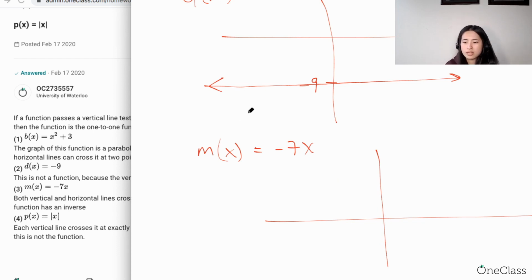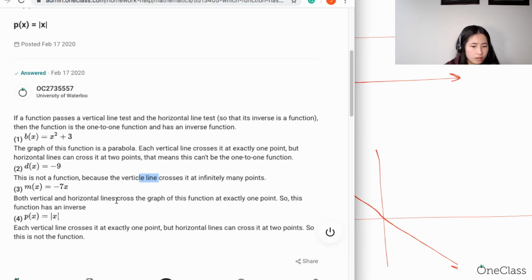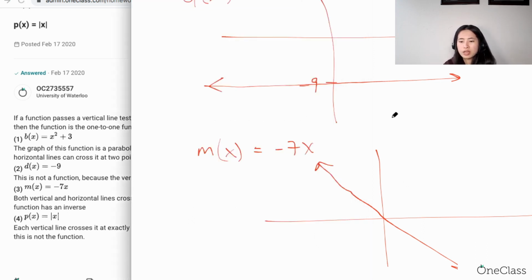Yeah, it's supposed to pass the origin, right? Okay, there we go. So this is negative 7x, and they're saying that it is a function and also it has an inverse. Okay, great. So if you have the vertical line test, right?